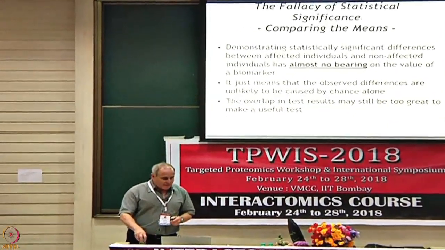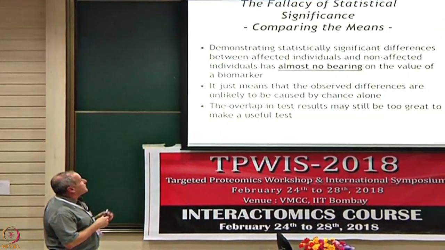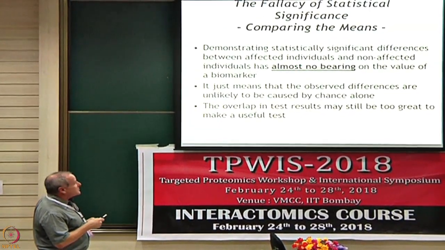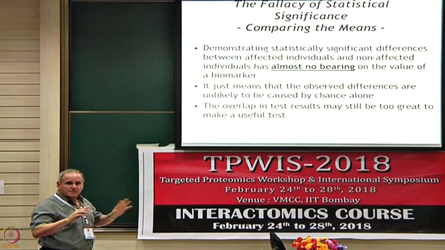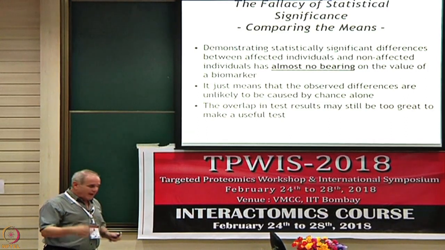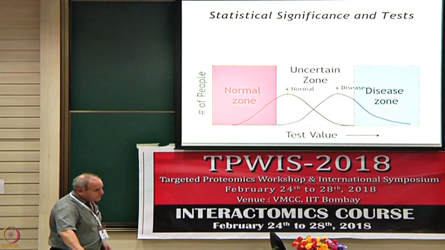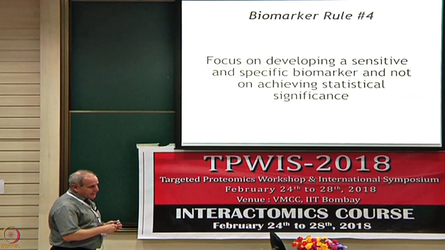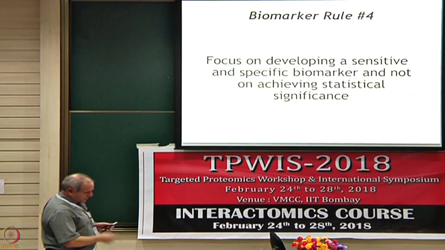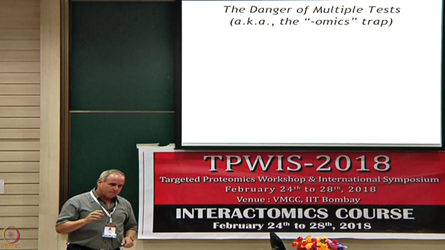Okay, and then this is something that we talked about a little bit earlier already. This is what I call the fallacy of statistical significance. Just because there's a good p-value between A and B doesn't mean that they're good biomarkers. You should be using sensitivity and specificity, not p-values. And that's really shown on this slide here, which we've already covered, so I'm going to skip that. So focus on sensitivity and specificity of markers and not on statistical significance.